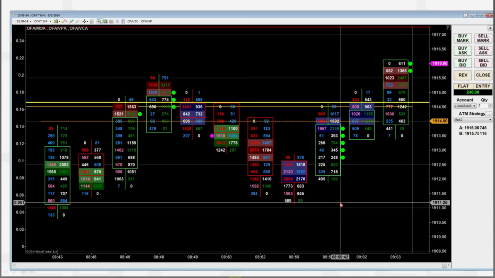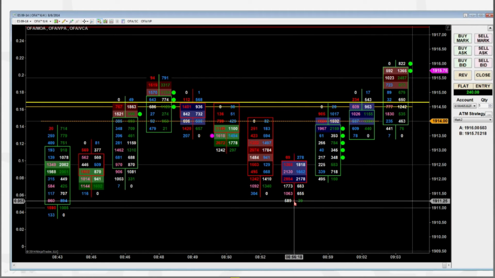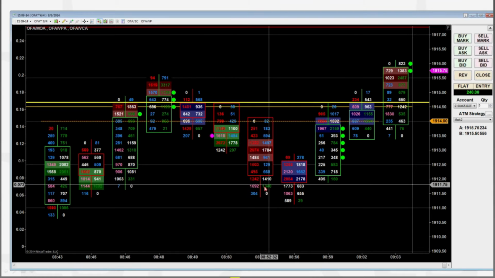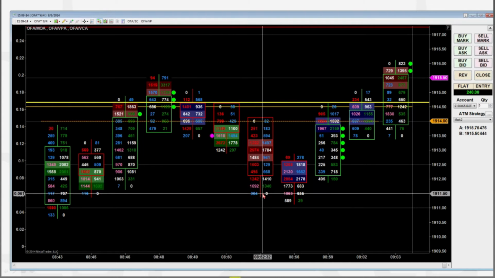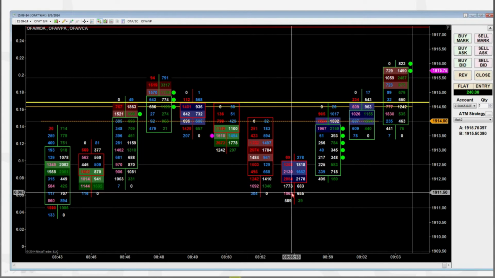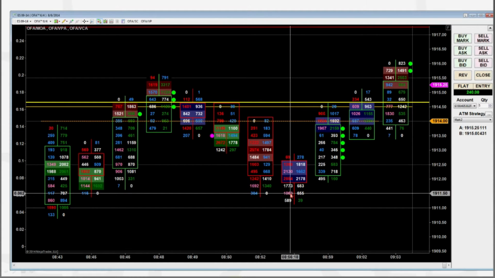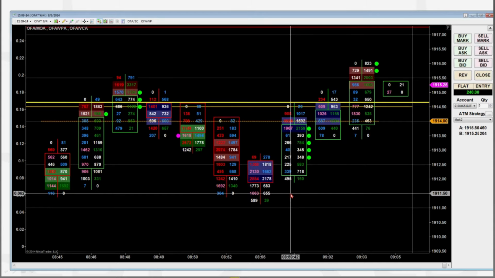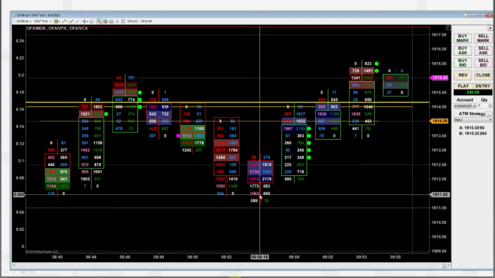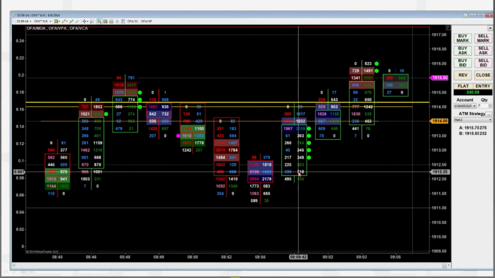And this level worked. I didn't really have a signal to get in. I would be looking for something like this. And even if I use that to get in, with this additional strength at the bid, I might have taken my stop at break even or a smaller stop. Again, I'm just using the print to manage my trade and trade objectively.